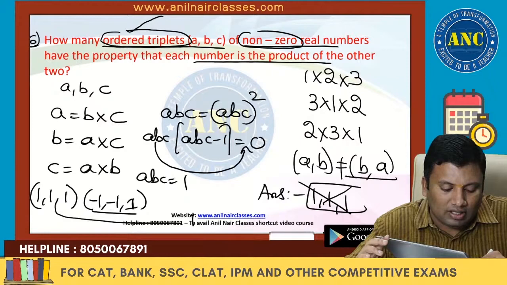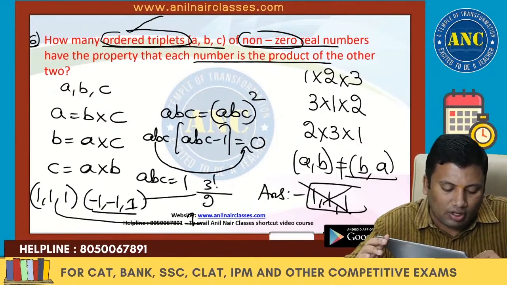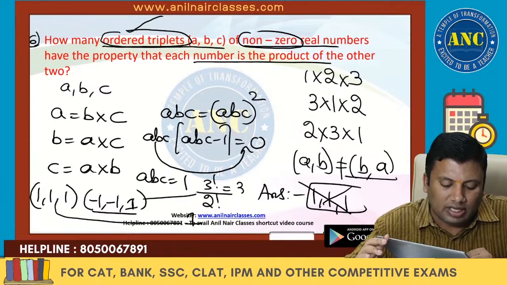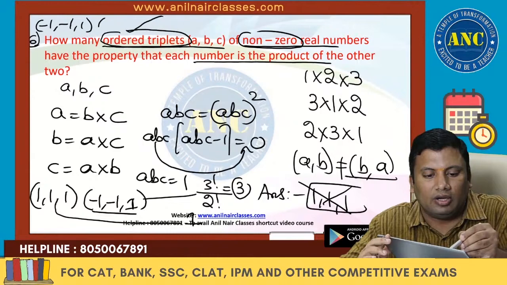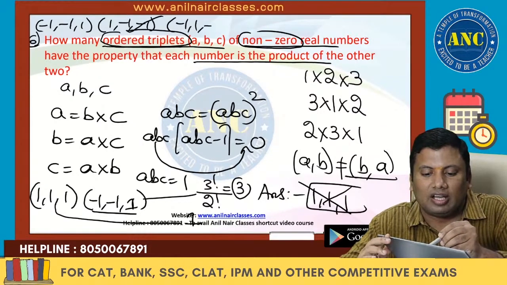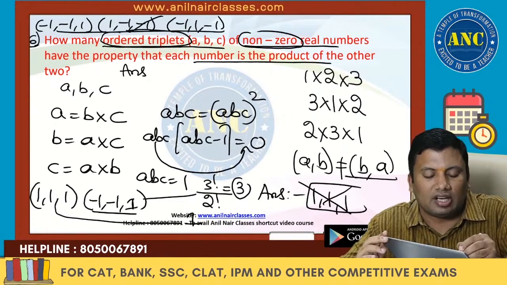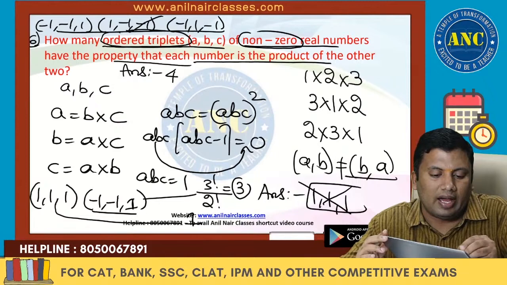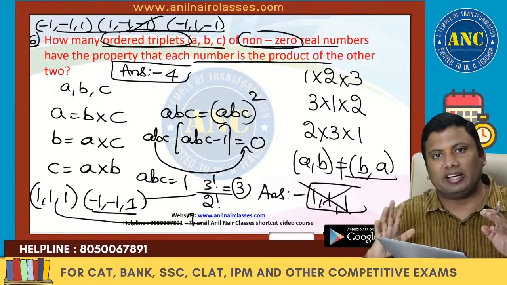For 1, 1, 1, there is one way. Now with minus 1 appearing 2 times, these 3 numbers can be arranged in 3 ways. What are those 3 ways? The first two can be negative. The second two can be negative. The first and third can be negative. Are you all with me? So 3 plus 1, the answer for this question is 4. Answer for this question is nothing but 4. I hope the idea is clear.